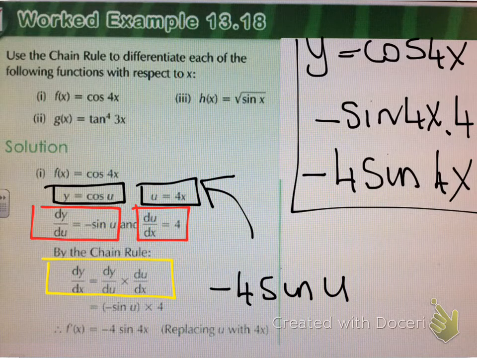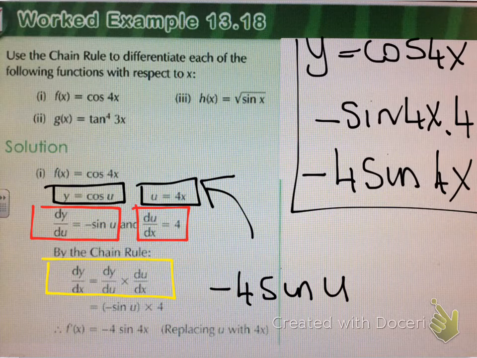Right, let's look at 13.18. Use the chain rule to differentiate the following with respect to x. Part 1, f of x is equal to cos 4x. Here it's just a cos 4x to the power of 1. So we can let u equal 4x, and we let y equal cos u, which is what I've done here in the black boxes.